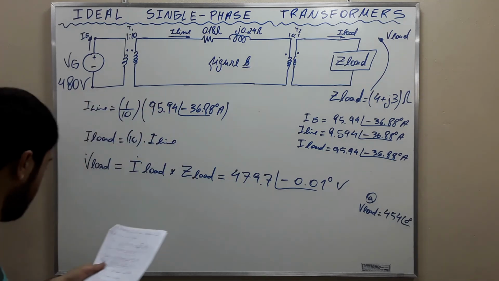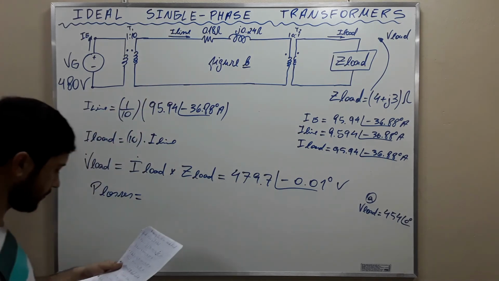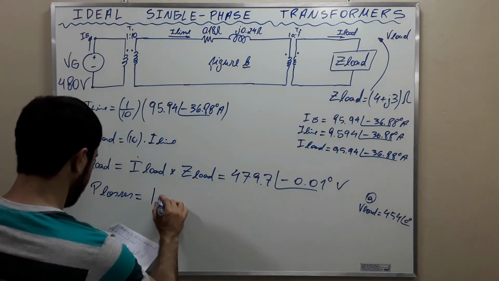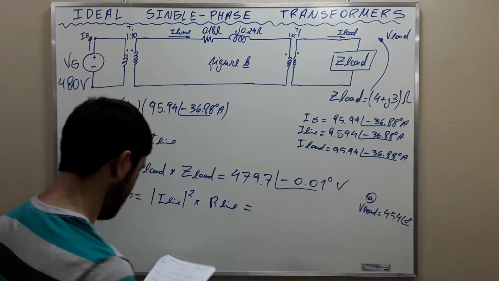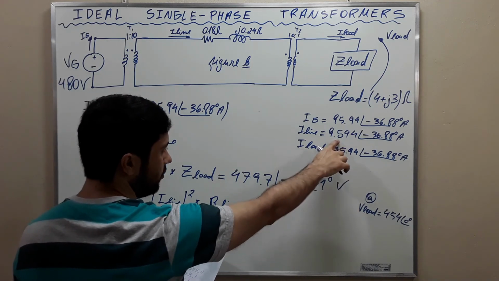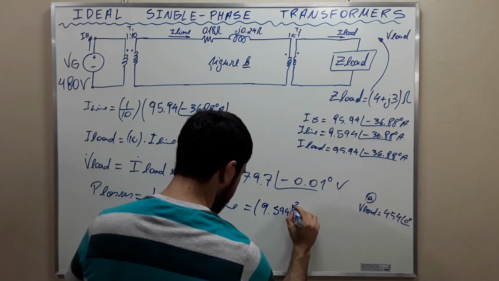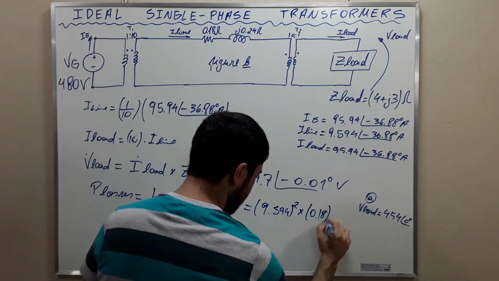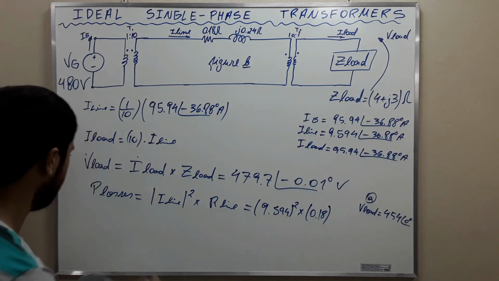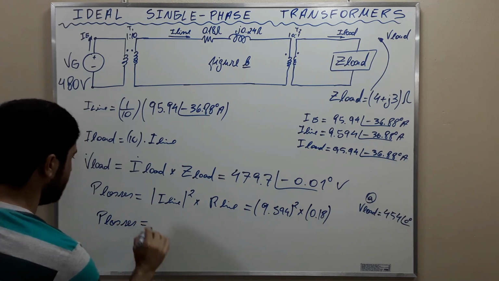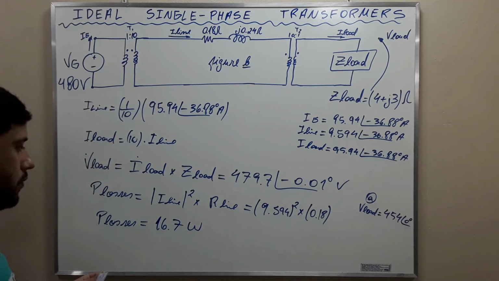And now the power losses, the power lost through transmission, is going to be I line squared times R line. And then we get this value here, this value here. We multiply by the resistance of the line, and we get P losses equal to 16.7 watts only. Only this.